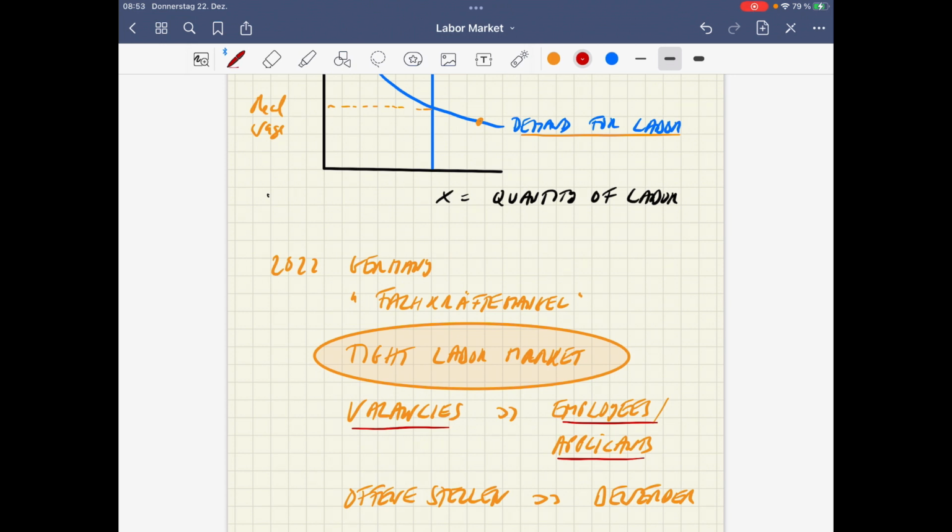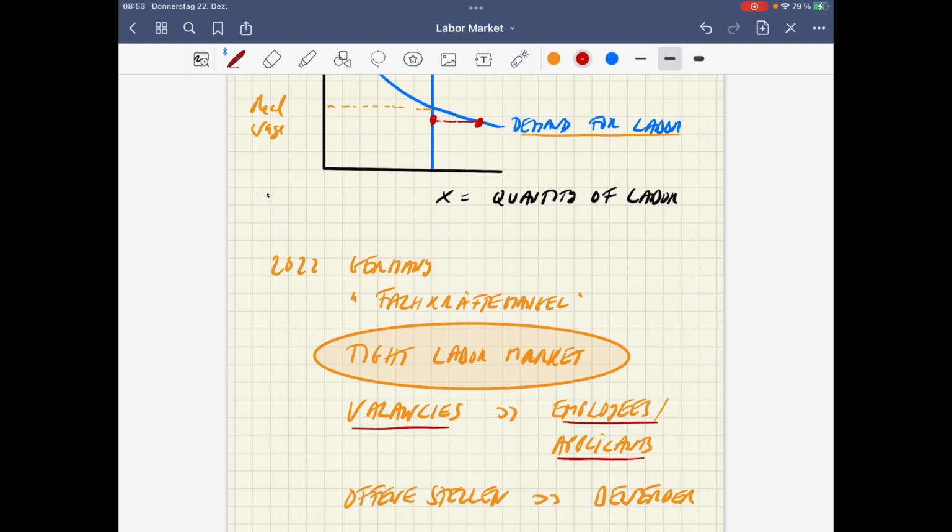And that's what we currently see. So there is more demand than supply. And therefore, we have too many vacancies.